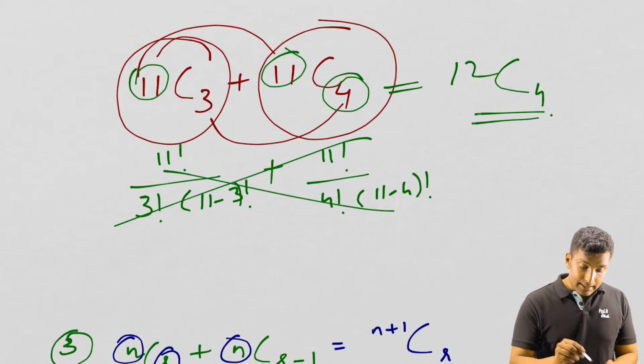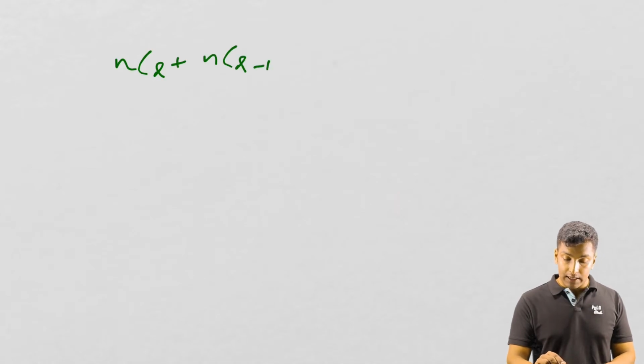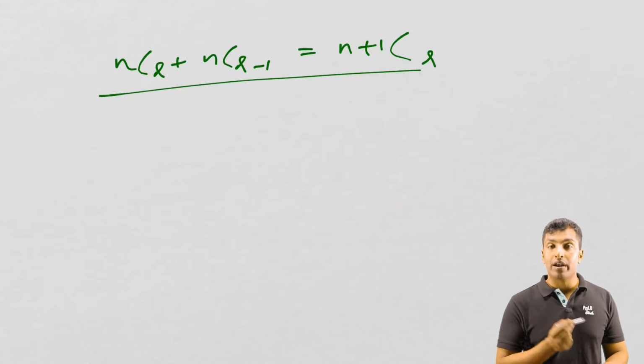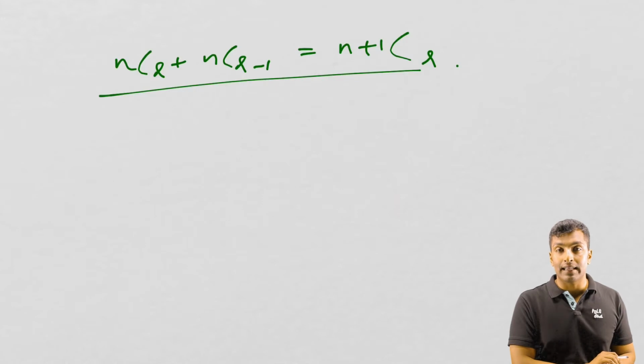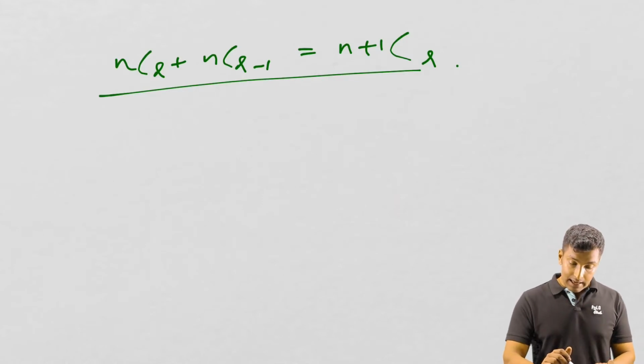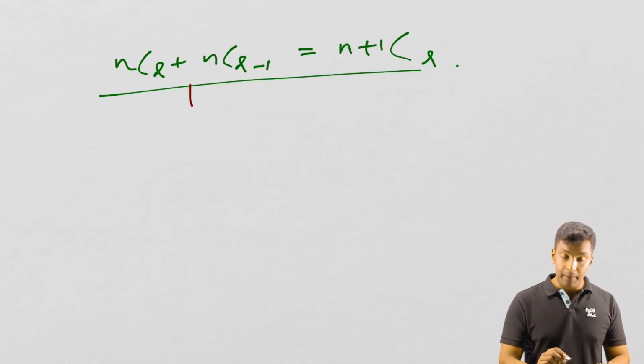Now, if you want to know why you are getting this, see, what we have discussed is nCr plus nCr minus 1 is equal to n plus 1 Cr. Okay. Now, how are you getting this? If you want to know, let's take the left hand side and right hand side and prove this. So let's take the left hand side, that is this one, and expand it.